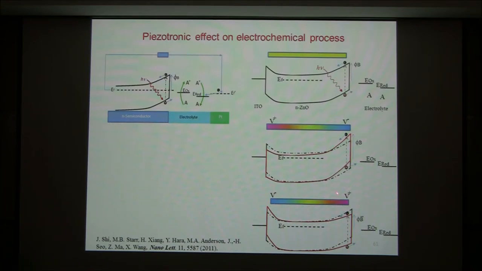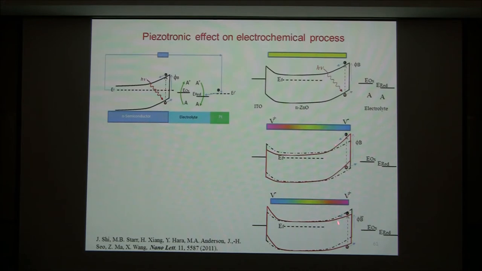But now, if you use the piezo effect the wrong way, you lower the barrier here, you decelerate the electron separation, but it does not affect the hole separation. So decelerating electron separation drops efficiency. Accelerated electron separation increases efficiency.